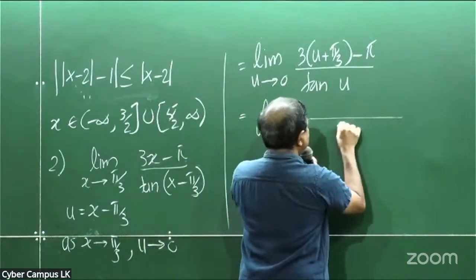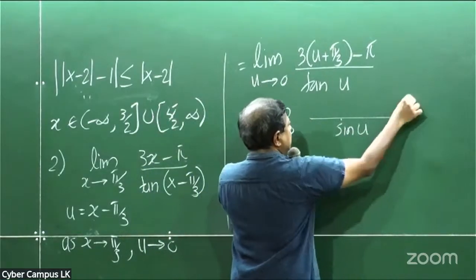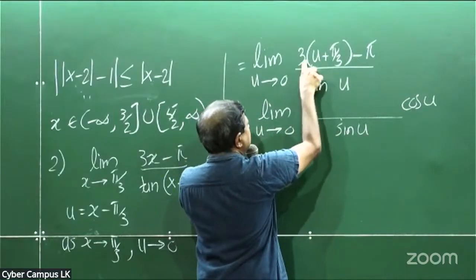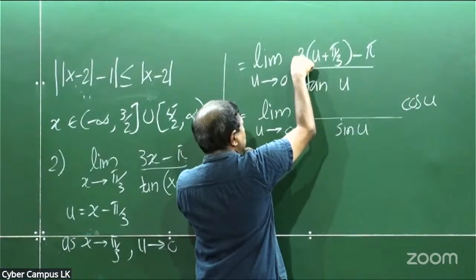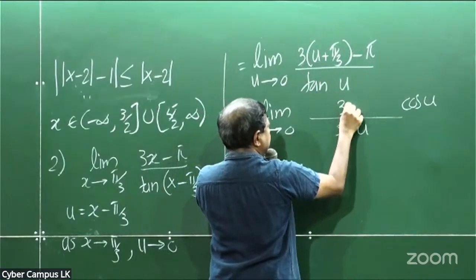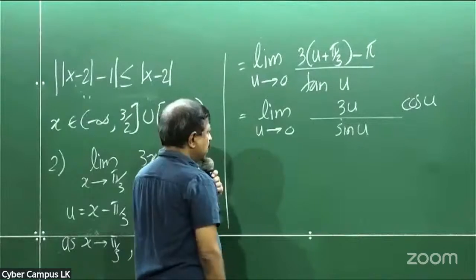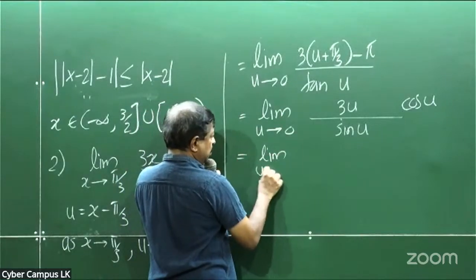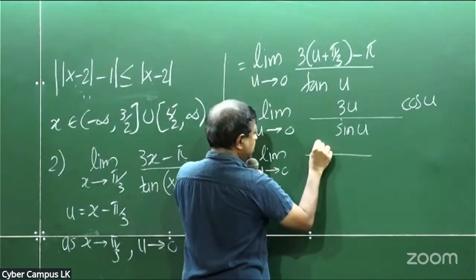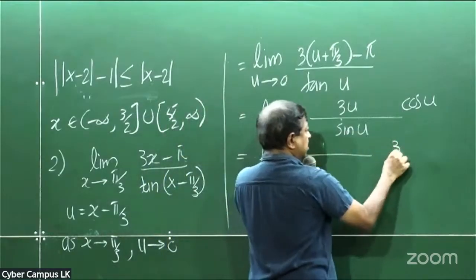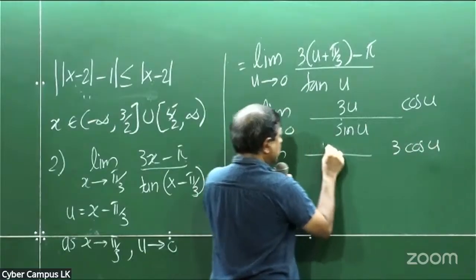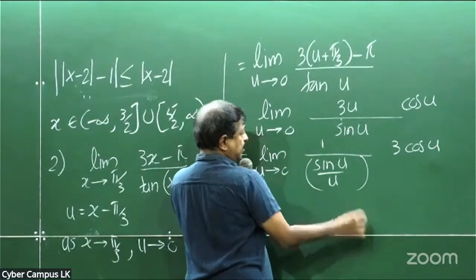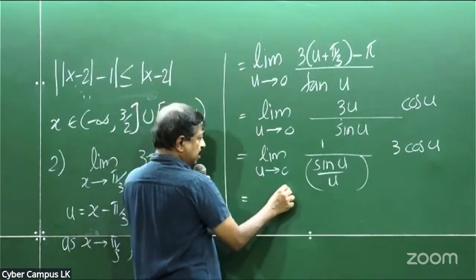So this is sine u over cosine u, and this will be like 3u plus pi minus pi. So it is 3u. Now divide both upstairs and downstairs by u. So you have this. You can keep 3 here. You have sine u over u. Now take the limit.